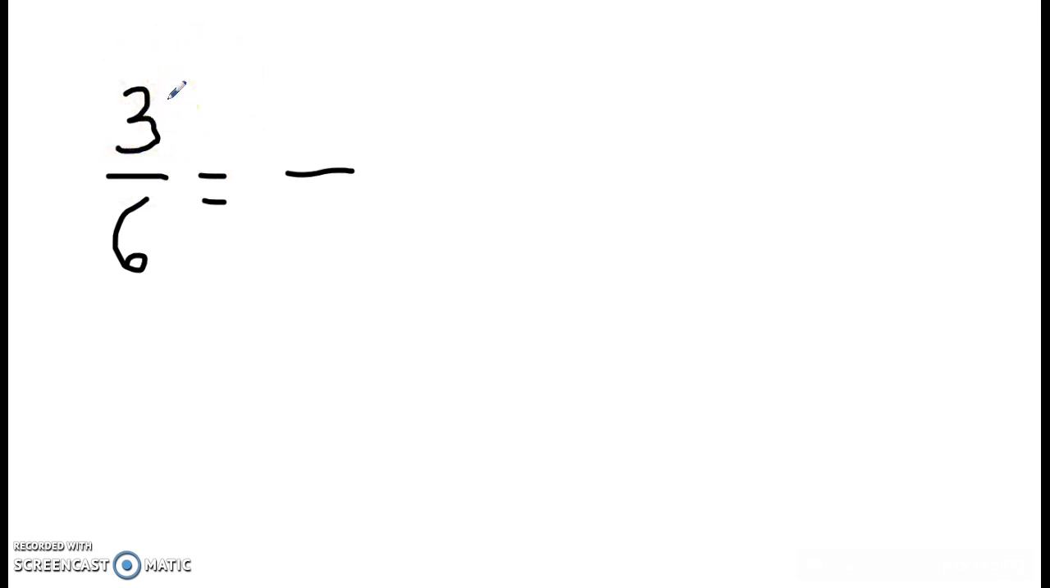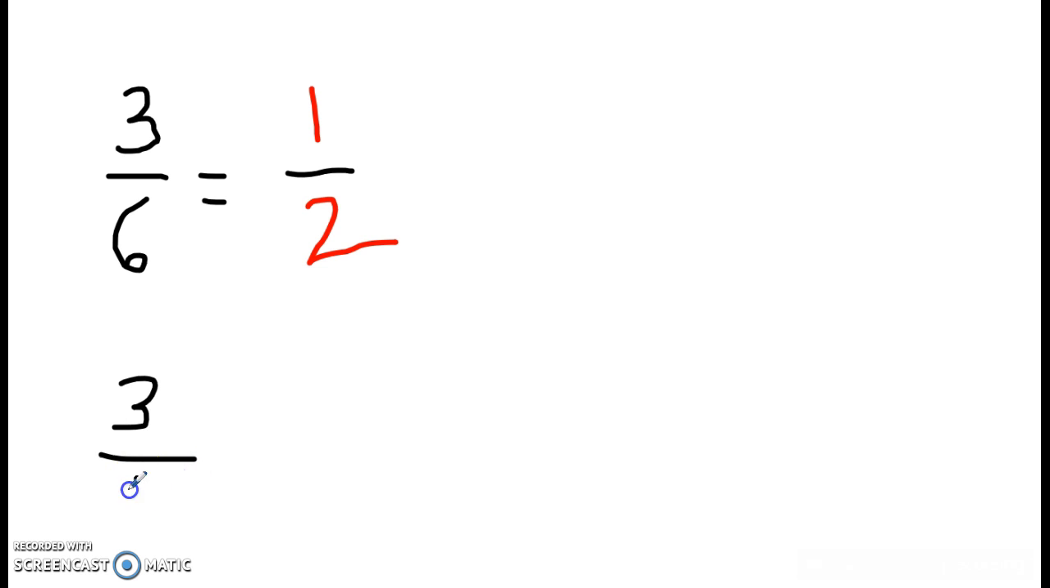Now there's a couple of ways that you can do this. The first way you can do it is by looking at the numerator and the denominator and seeing if both of those numbers can be divided by the same number. Well, I know that 3 and 6 can both be divided by 3. So 3 divided by 3 is 1, and 6 divided by 3 is 2. So 3/6 is the same as 1/2.